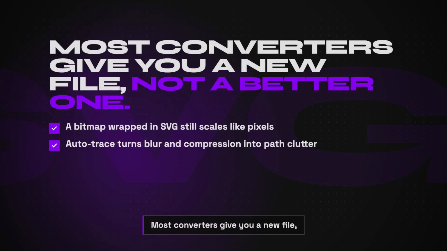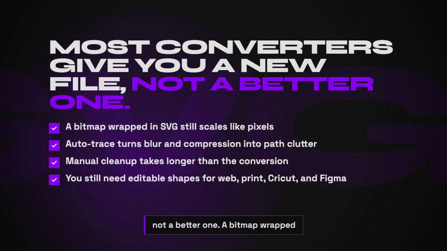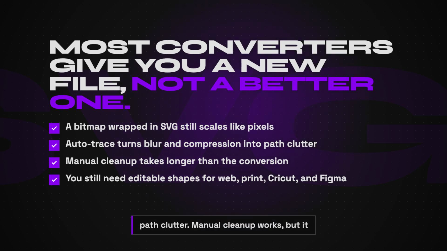Most converters give you a new file, not a better one. A bitmap wrapped in SVG still scales like pixels. Auto-trace turns blur, compression, and shadows into path clutter. Manual cleanup works, but it is slow. The real goal is editable shapes you can actually use.